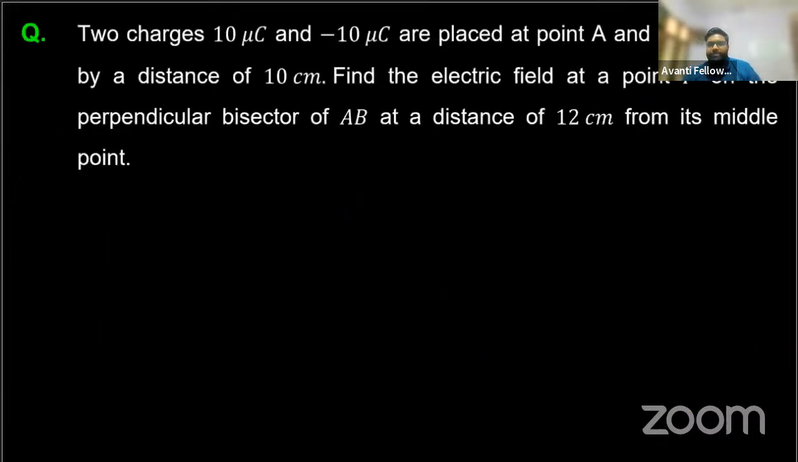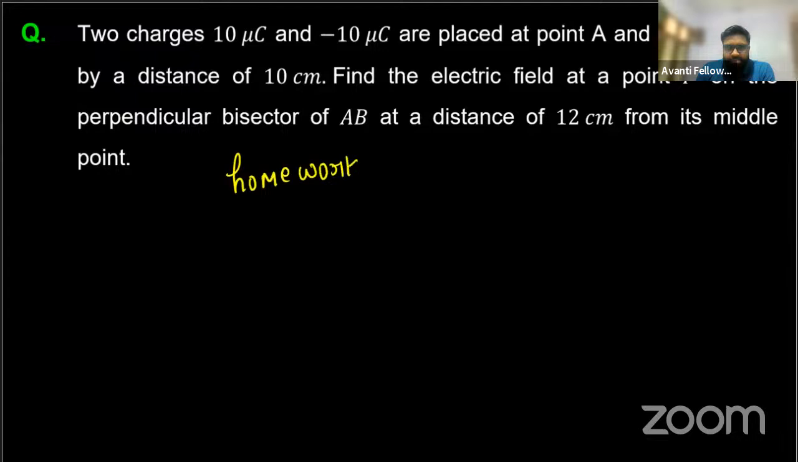Now here's another question for you. Two charges we have, 10 microcoulomb and minus 10 microcoulomb. They are placed at points A and B, separated by a distance of 10 centimeter. Now find the electric field at a point P on the perpendicular bisector of AB at a distance of 12 centimeter from its middle point. Okay, so this is a question for your homework.